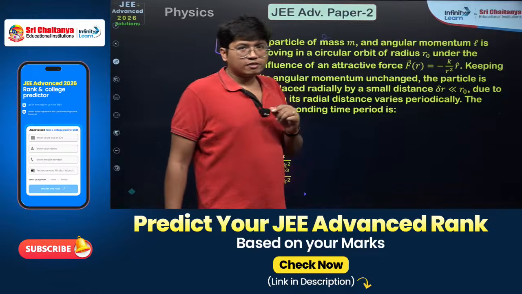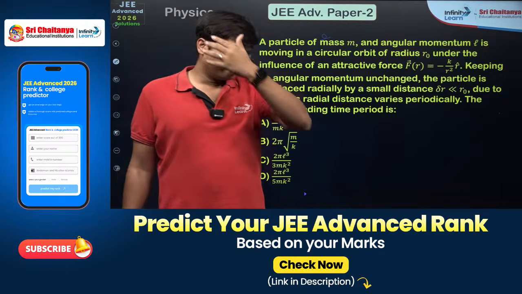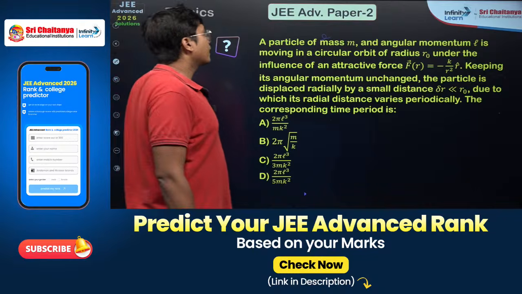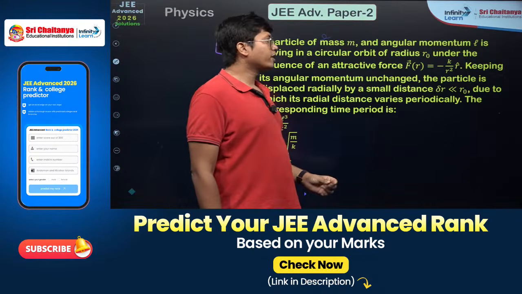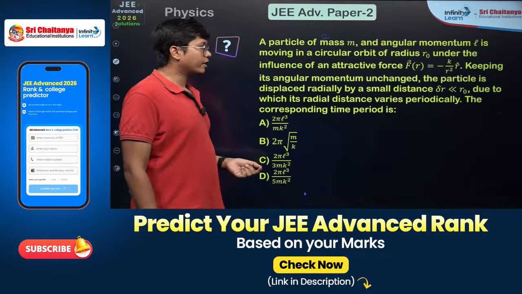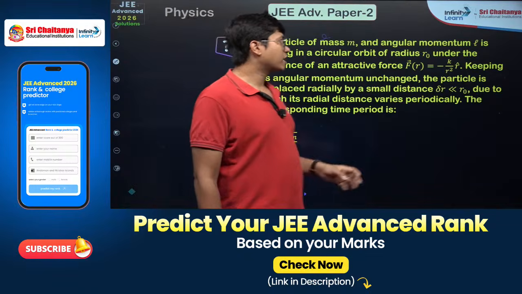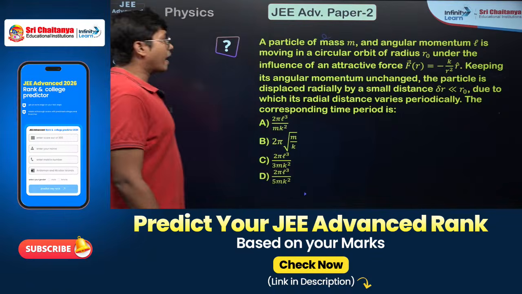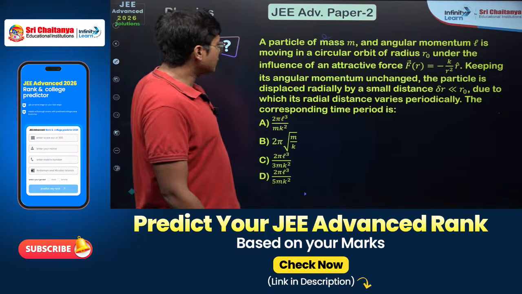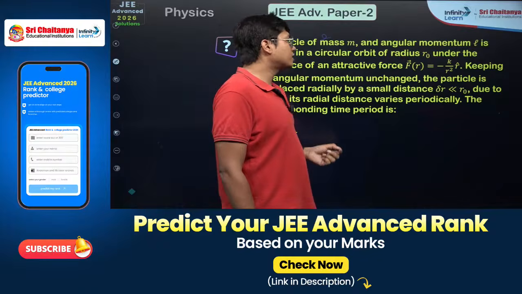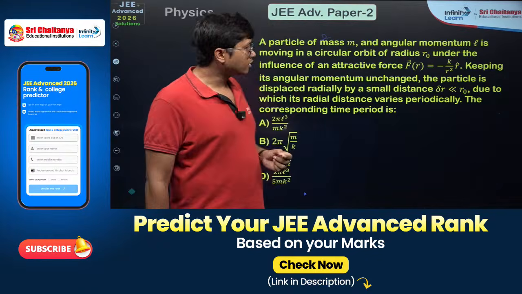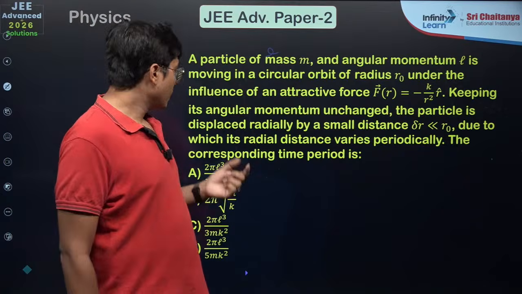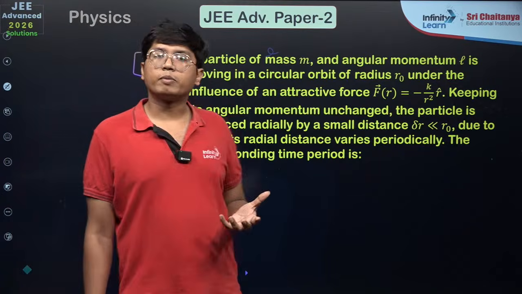Acha, this is another place where I've seen a lot of students make a mistake. This says a particle of mass m, angular momentum L, is moving in a circular orbit of radius r0 under the influence of an attractive force F equal to minus k by r square. Think of k as like GMm. Keeping its angular momentum unchanged, the particle is displaced radially by a small distance delta r, which is much less than r0, due to which its radial distance varies periodically. The corresponding time period is going to be what?